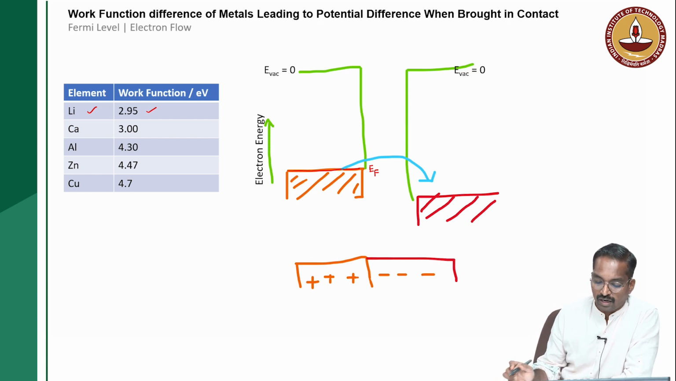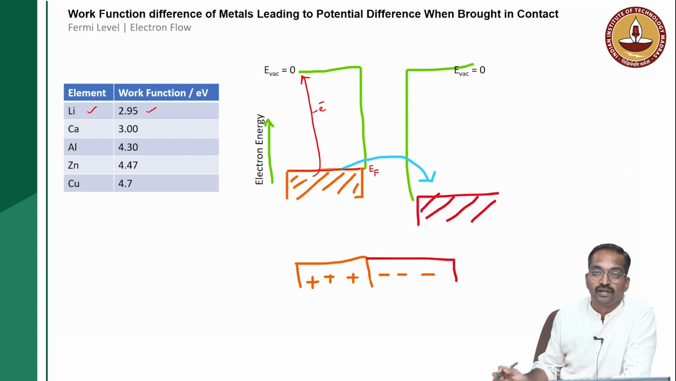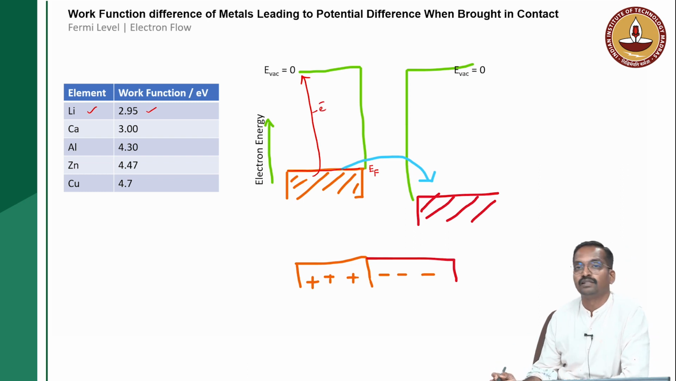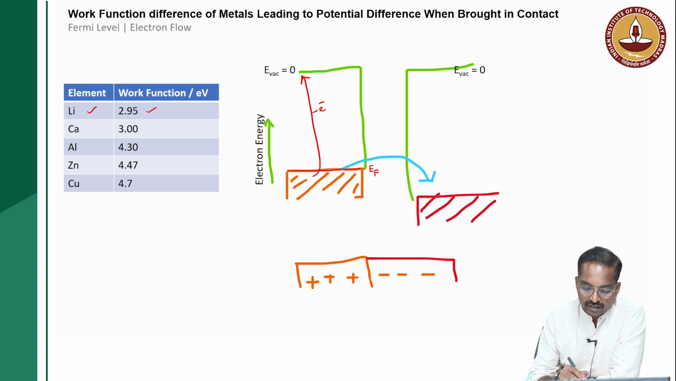Now, if we have to remove one electron from this metal and put it in the vacuum, we need to spend some energy, because these electrons are bound by the forces of the nucleus. So we need to spend some energy to pull out this electron and put it in the vacuum. That energy is called the work function, the minimum energy that you have to spend.